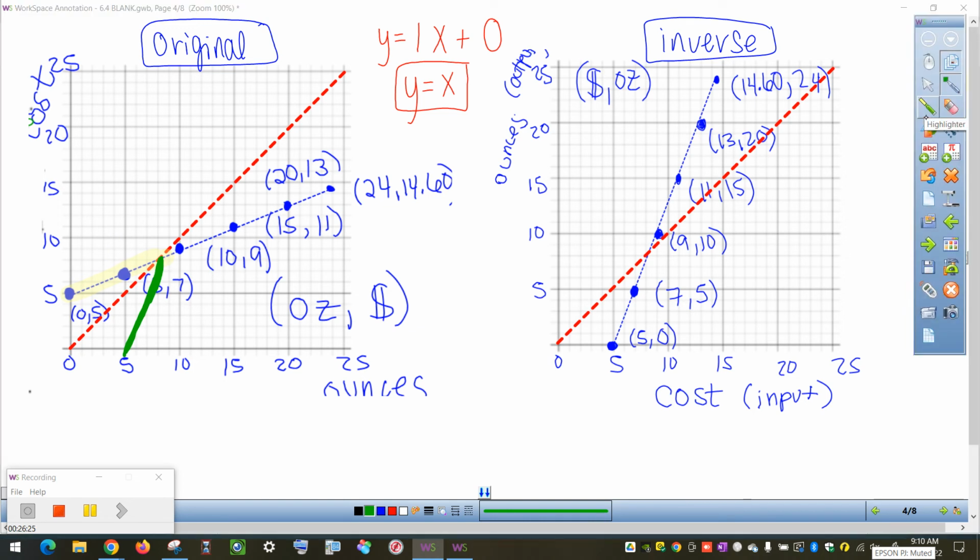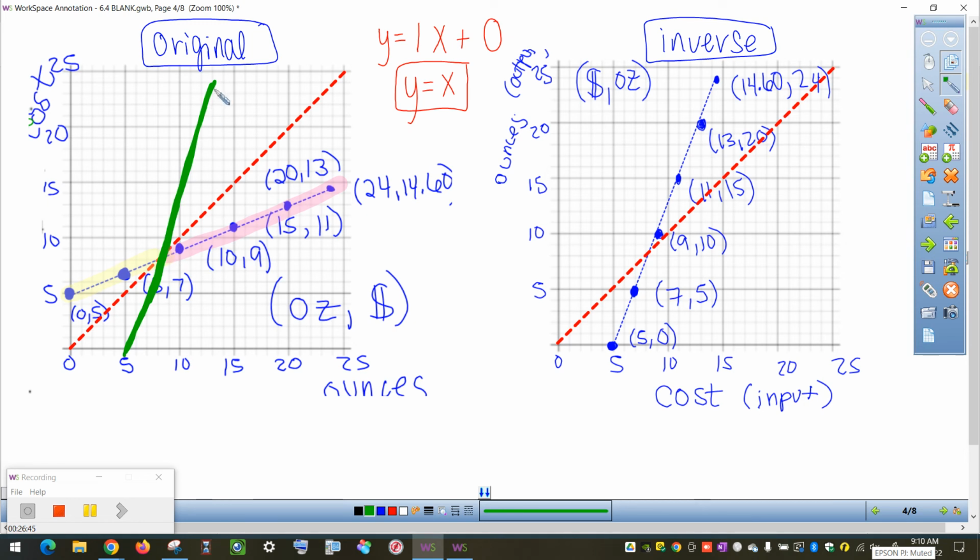Let's look at the other part. If we were to take this part, let's maybe make this pink. And if we think about taking the pink part and folding it over the red dotted line, it's going to be, see if I can do that a little bit better. It's going to be probably right about here. So that's what it would look like on the other side.